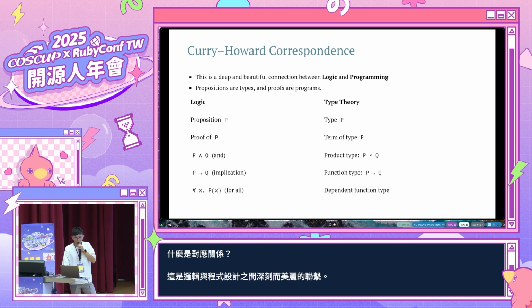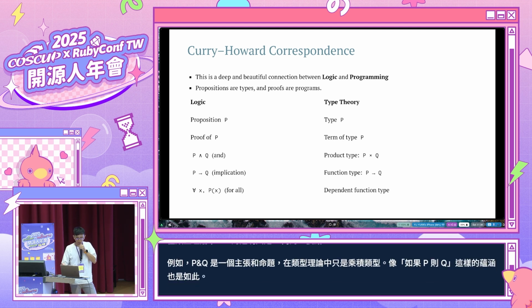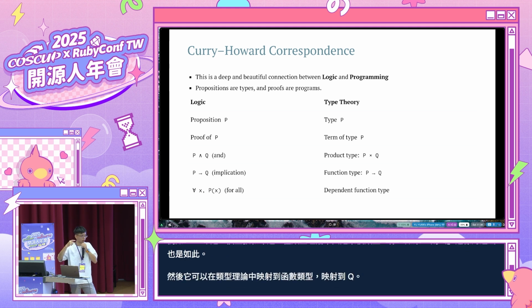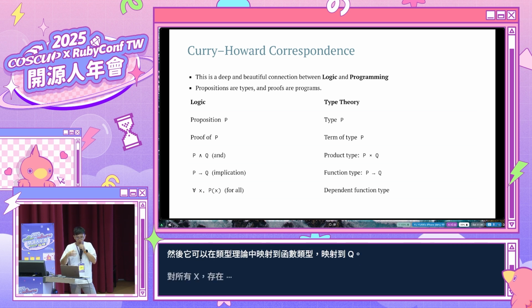In terms of logic, a proposition P is a type P in type theory. And a proof of P is just one point inside this P. It's a term of type P. So for example, P and Q, which is a claim, a proposition, is just a product type in type theory. And implications, like if P then Q, can map to a function type in type theory, P maps to Q. Or for all x, there is P x. For all x, there is some number greater than 0, something like this, which is also a proposition. It can map to a dependent function type. So with these correspondences, we can map logic into programming.